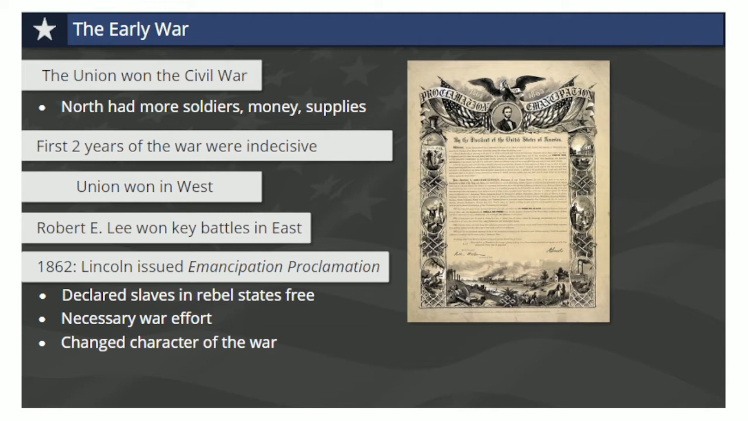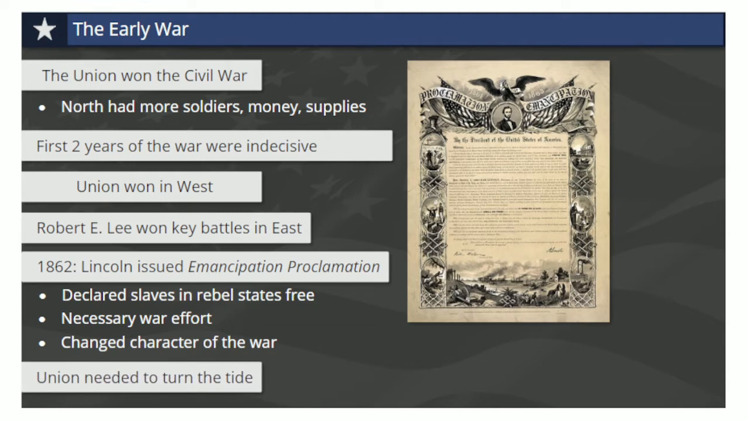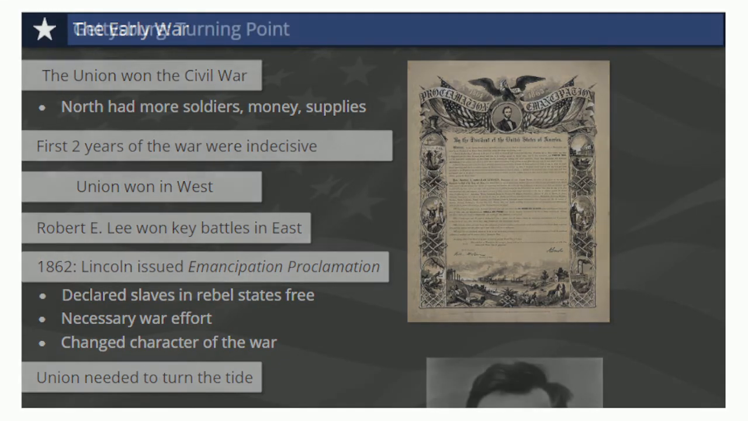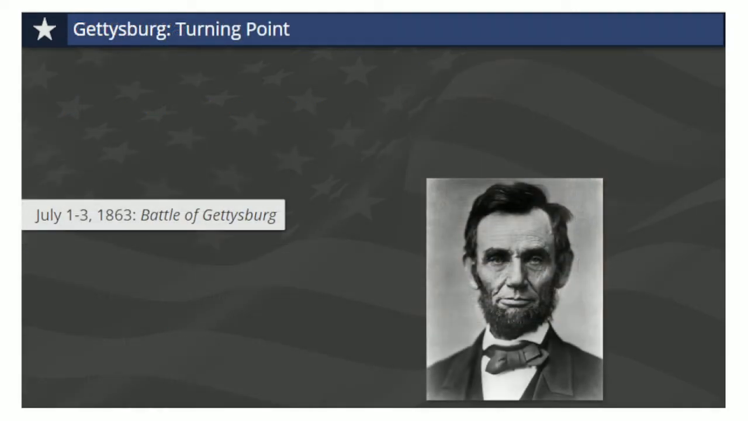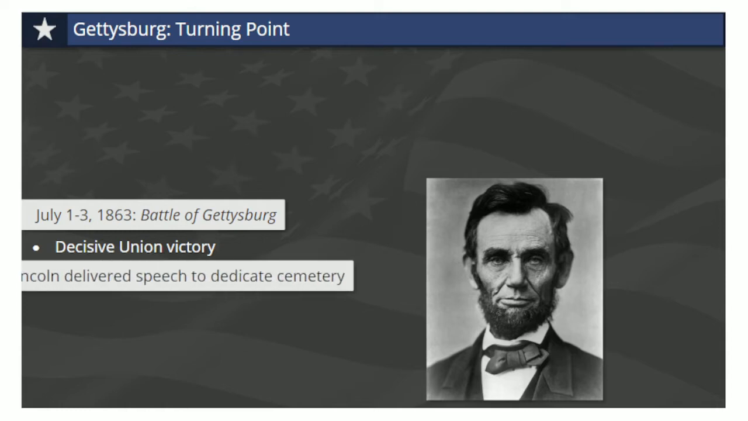But to make the changes permanent, the Union needed to turn the tide of the war and win some major battles. For the first 3 days of July 1863 in Gettysburg, Pennsylvania, the largest and most famous battle of the Civil War raged. Here, the Union scored the decisive victory it badly needed. It was one of the turning points of the war. That fall, Abraham Lincoln was invited to deliver a speech that would dedicate a new cemetery for the soldiers who died in Gettysburg. You've probably heard of the Gettysburg Address that Lincoln wrote for the occasion. It's one of the most famous speeches of all time.